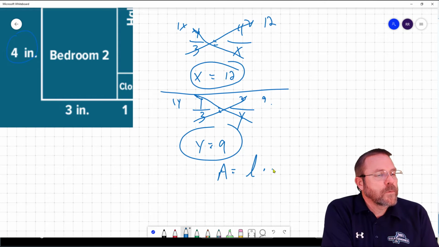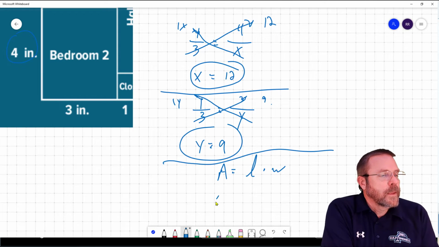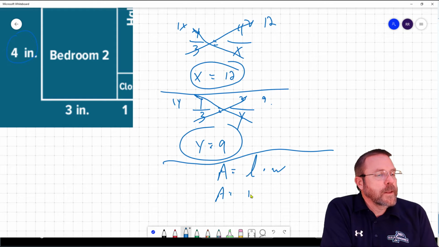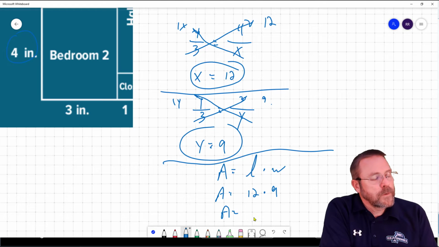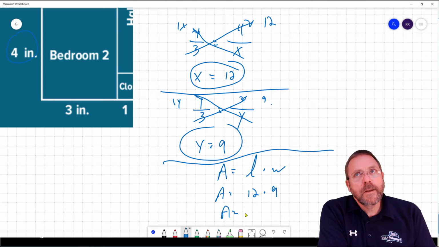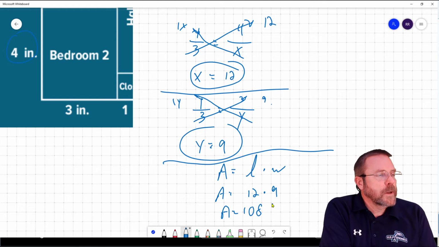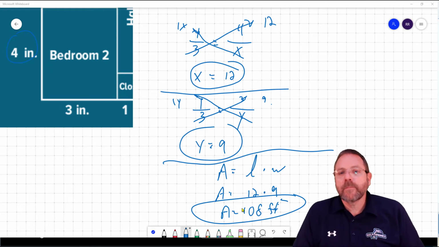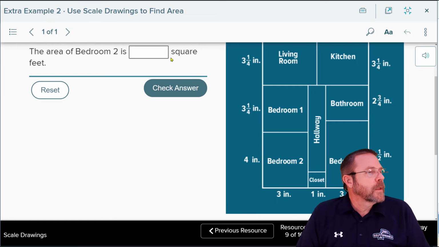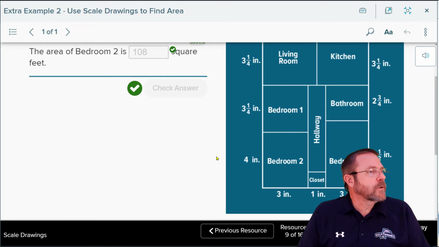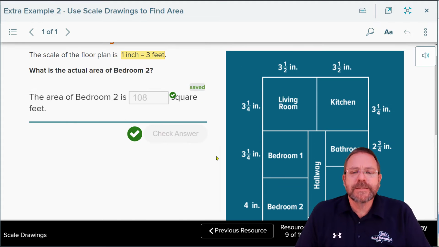So area is equal to length times width. Area is equal to, a length is going to be 12, a width is going to be 9. Therefore, the area is going to be equal to 90 plus 18, which is 108, and that's going to be feet squared. Go ahead and jump back over here, type in our 108, and check our answer.